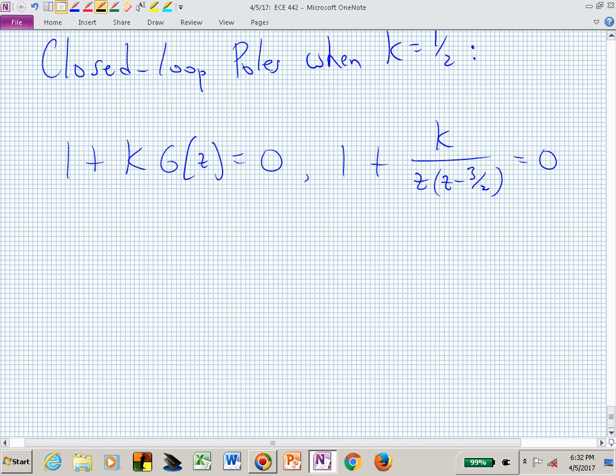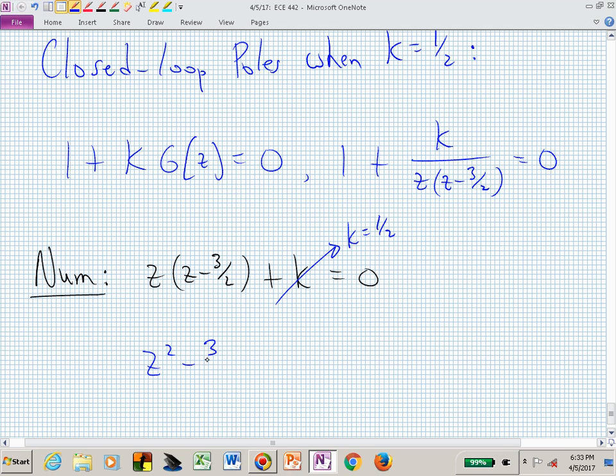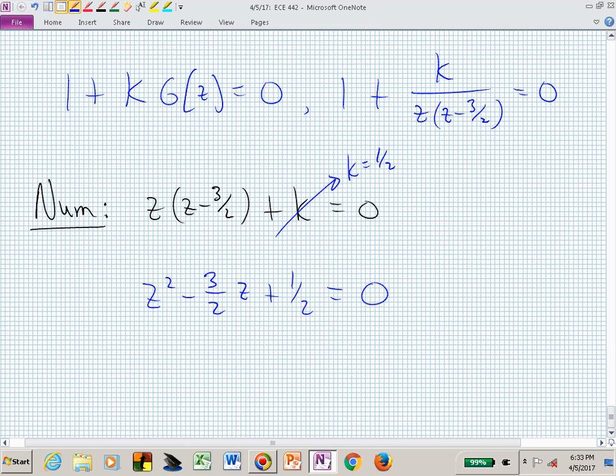I'm getting back to the ratio of ratios. The numerator of this expression came from the denominator. Now I need the numerator of that denominator. So the numerator of that equation is when it vanishes. We're interested in what values of z cause this to vanish. So we now have z times z minus 3 halves plus k equaling 0, but we're interested in when k is equal to 1/2. This now says z squared minus 3 halves z plus 1/2. We want to know what the roots of that quadratic are.